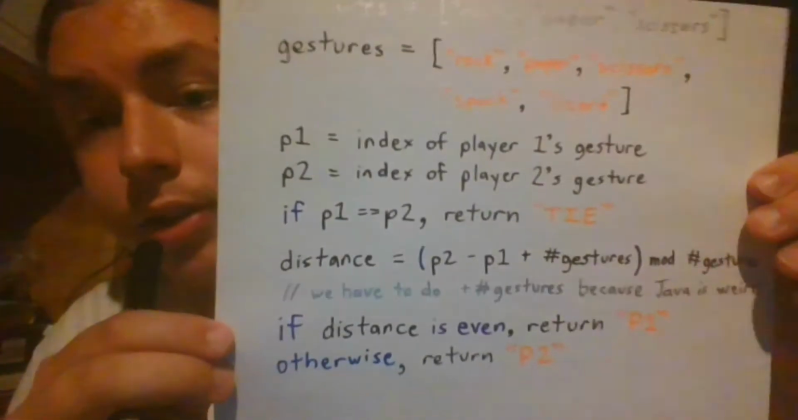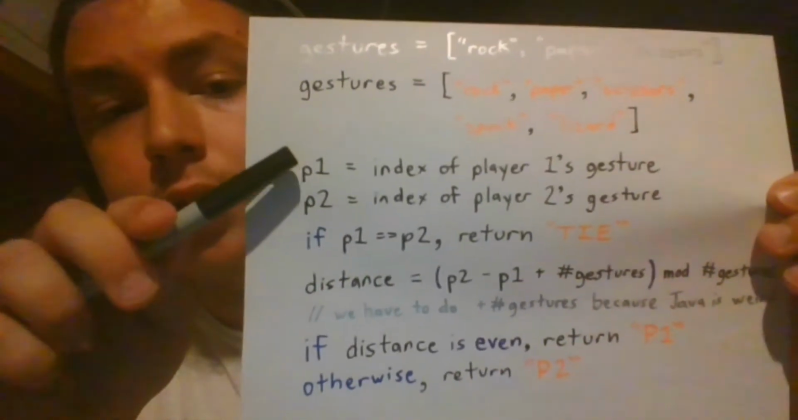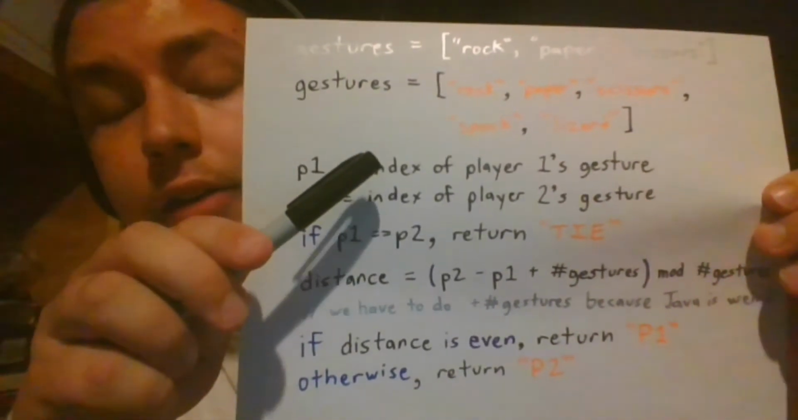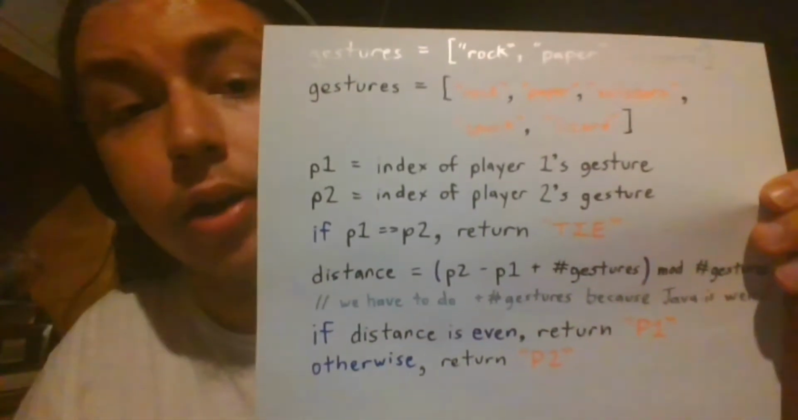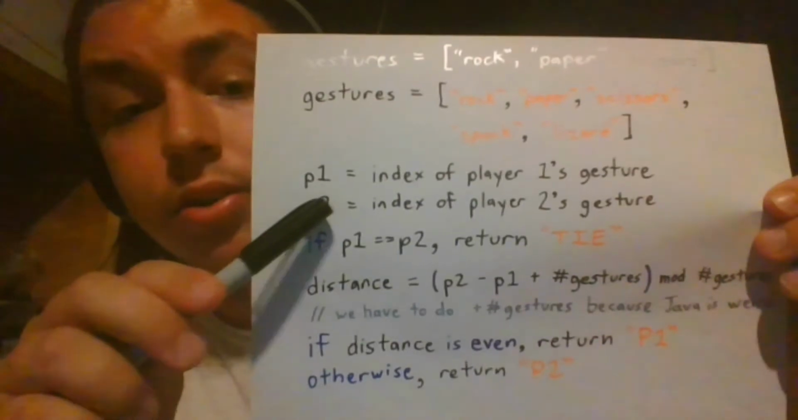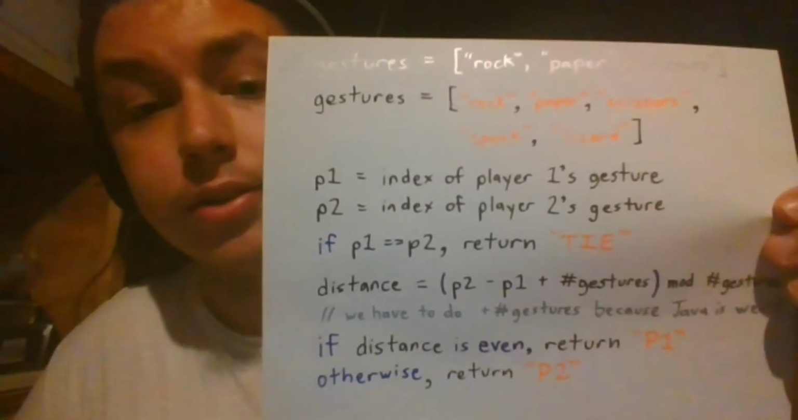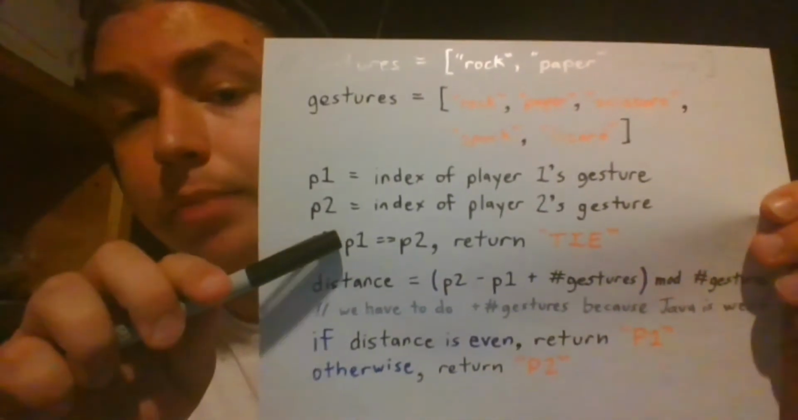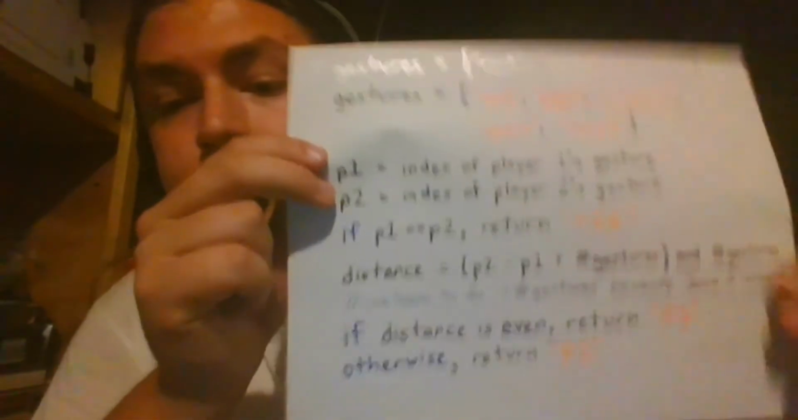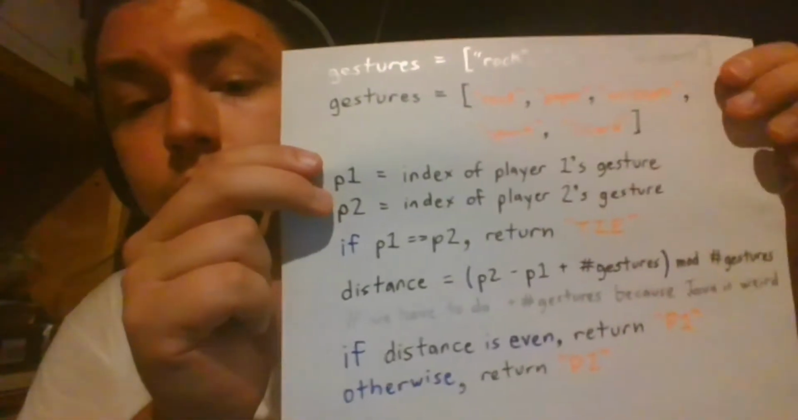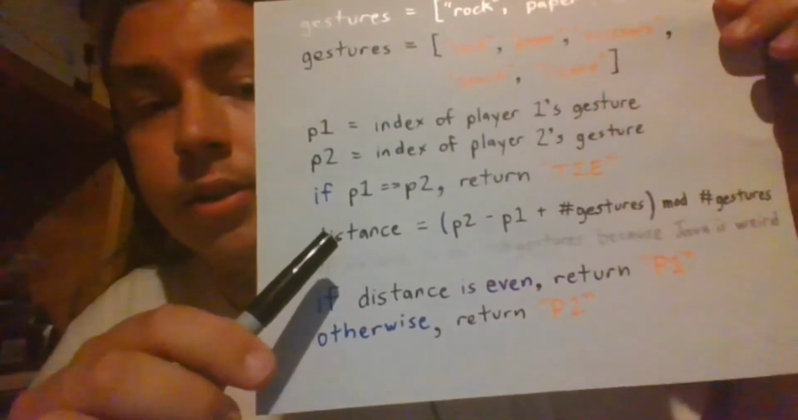And then we're going to declare two variables. Player 1, P1, that's the index of player 1's gesture into this list of gestures. That's going to be a number. And P2, that's going to be the index of player 2's gesture into the list of gestures. Now, if P1 and P2 are equal, it's going to be a tie and we don't even have to do anything. Otherwise, we are going to calculate this distance formula.